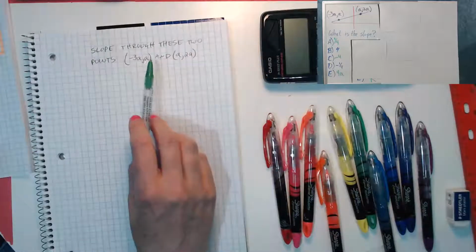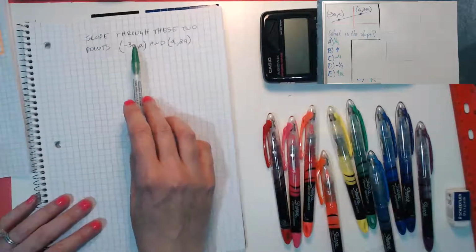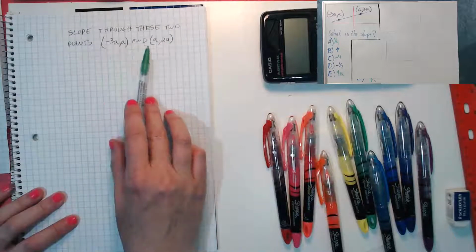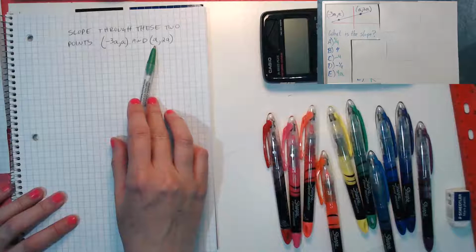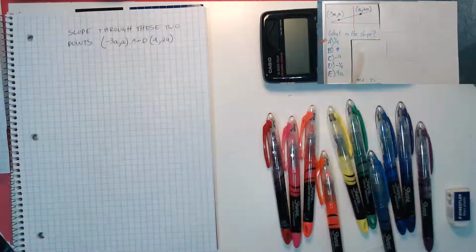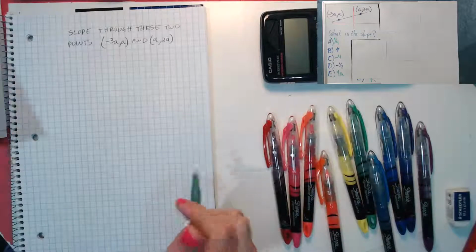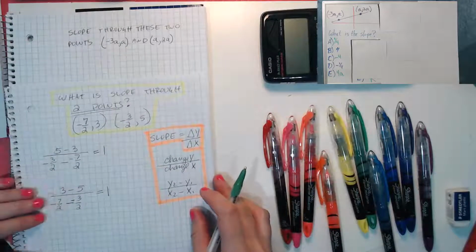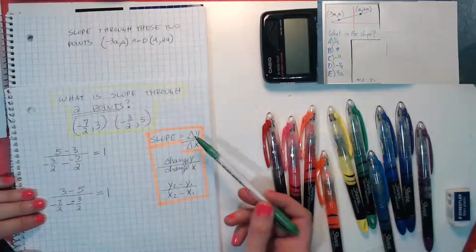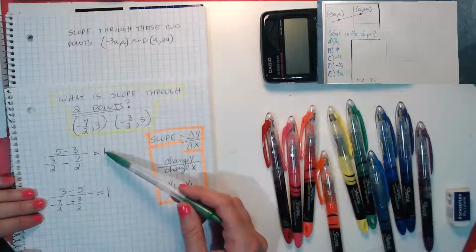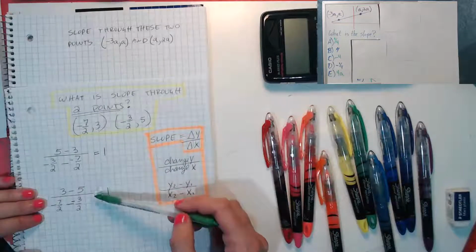So they can ask it 2 ways. They can actually just write it out for you, slope through these 2 points here and here, or they can give you a picture of it. Okay, it doesn't matter. You can solve it both ways because the formula for finding slope through 2 points is delta y over delta x. And as we did last week, it doesn't matter which one you subtract first, you still get the right answer.